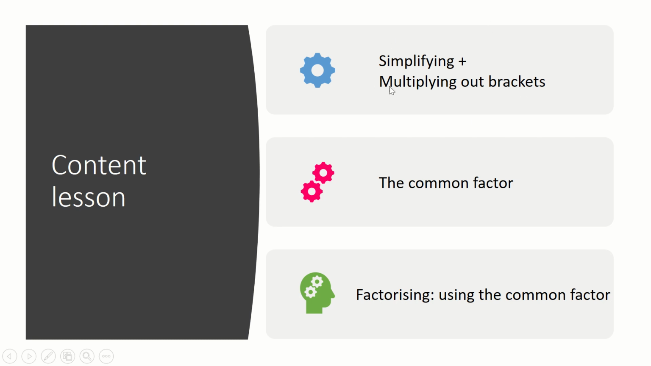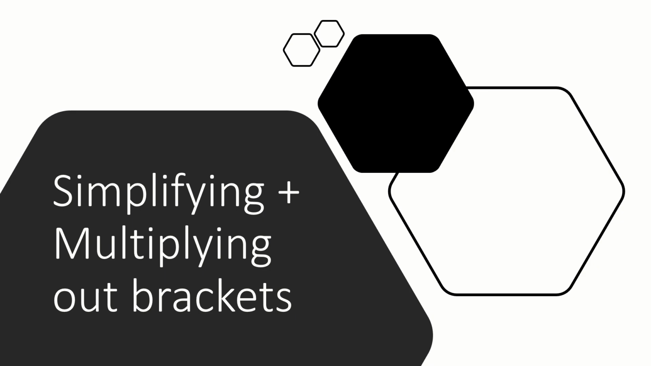You need some prior knowledge for this. You need to know how to simplify and you need to know how to multiply out brackets. Afterwards I'm going to teach you what the common factor is and how to factorize using the common factor. Alright, so first we're going to have a look at simplifying plus multiplying out brackets.